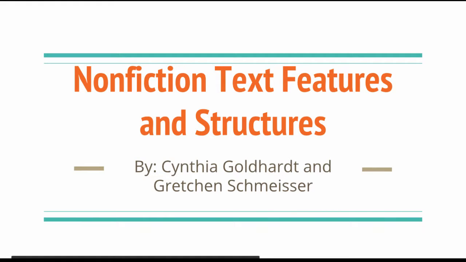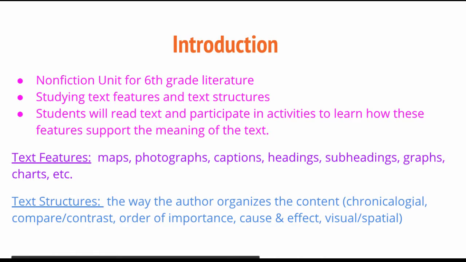For our final project, we chose a nonfiction unit that focuses on text features and structures. In this unit, 6th grade students will learn about text features and text structures using Kahoot, Scope Scholastic Magazine, and Flipgrid platform. Examples of text features are maps, photographs, captions, headings, subheadings, graphs, charts, etc. Examples of text structures are the way that the author organizes the content by either chronological order, compare contrast, order of importance, cause and effect, and visual spatial.